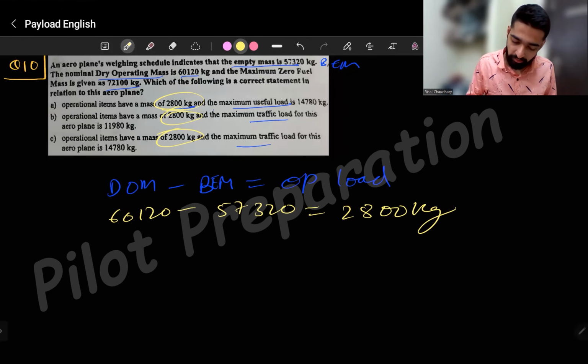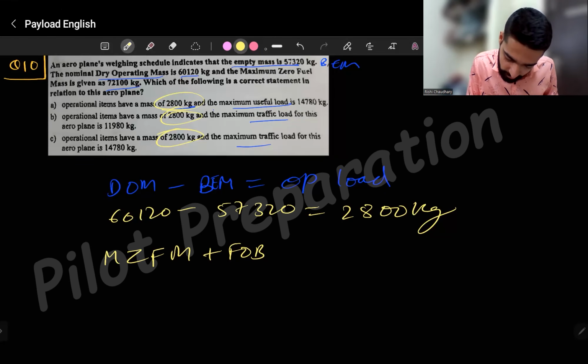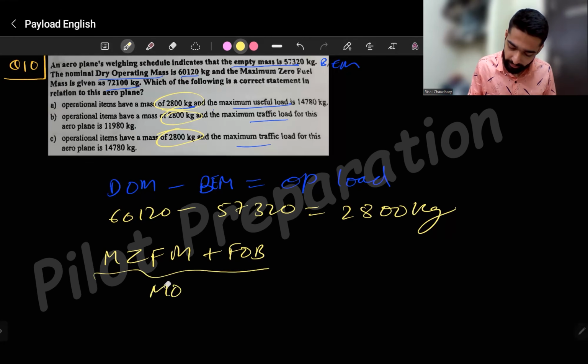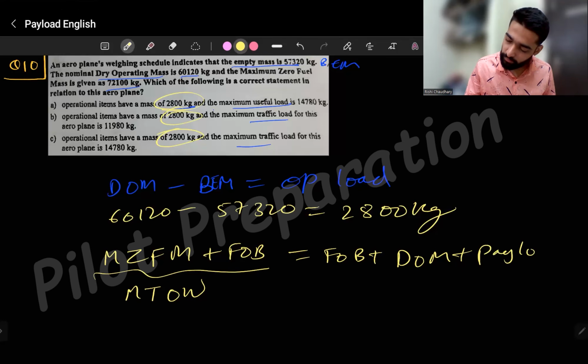This is maximum zero fuel mass. So maximum zero fuel mass MZFM plus FOB, right? So what is my FOB here? FOB is... zero fuel mass is given and basic empty mass is given, dry operating mass is given. Oh my god, my FOB is not at all given. So how will I find out payload? Well, I can find out my payload anyway, because this is nothing but MTOW, right? MTOW is equal to FOB plus DOM plus payload. Correct? So FOB plus DOM plus payload, my FOB gets cancelled.